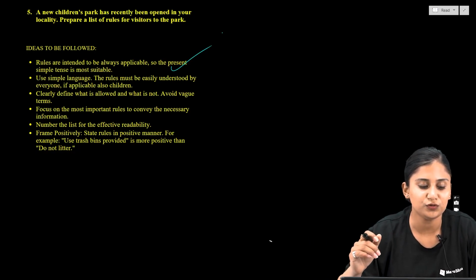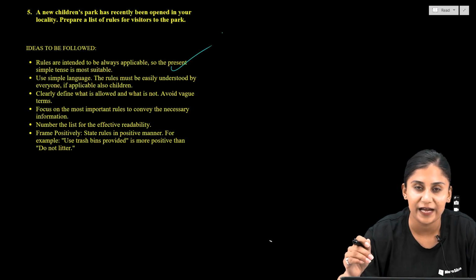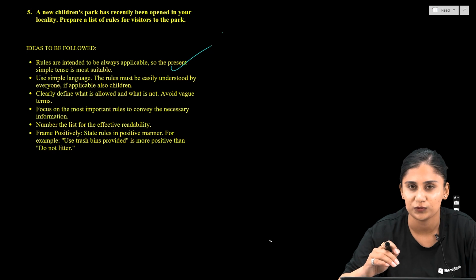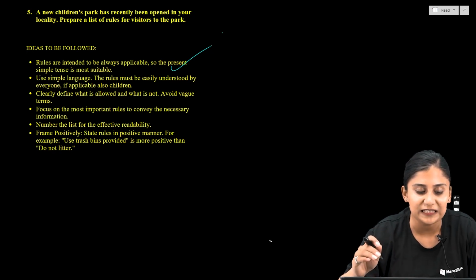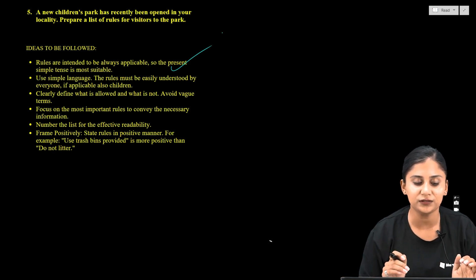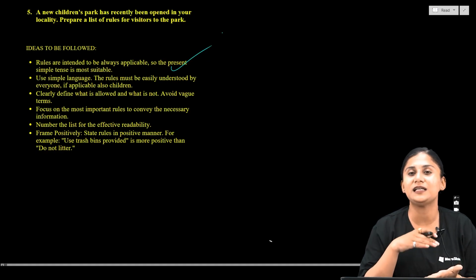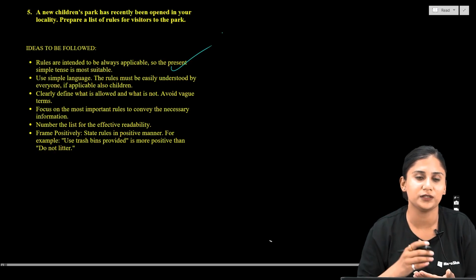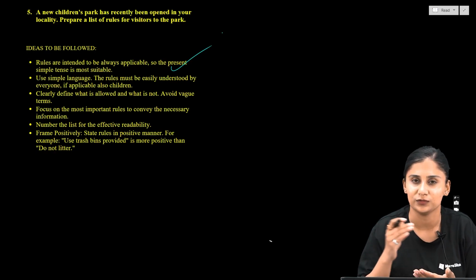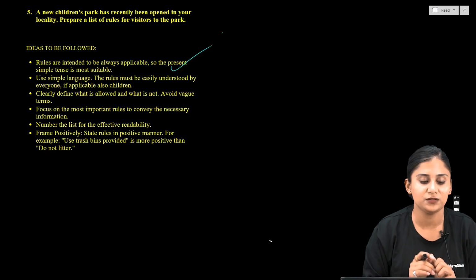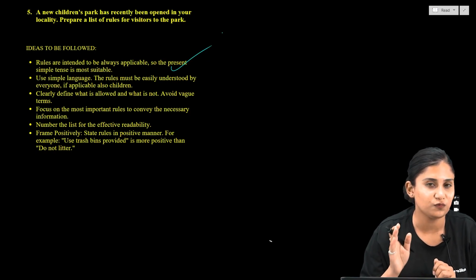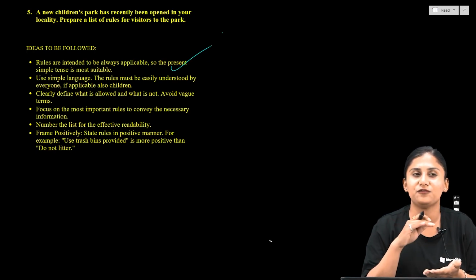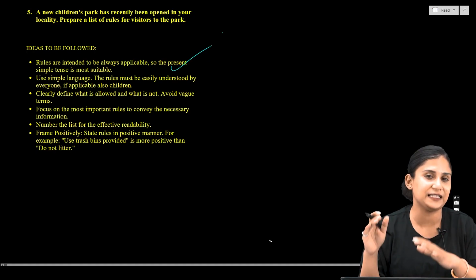So now moving on to next, you are supposed to clearly define what is allowed and what is not. Avoid the vague terms. So also whenever we are writing our rules and regulations, we are supposed to state clearly what the park wishes or desires, how a person is to behave. So now we should also be avoiding the vague terms. We should be stating ideas in a very precise form.